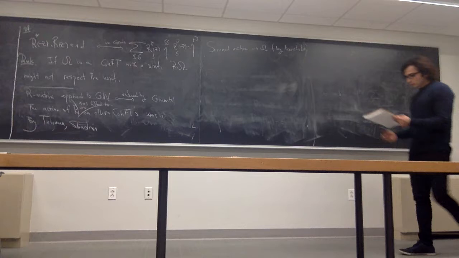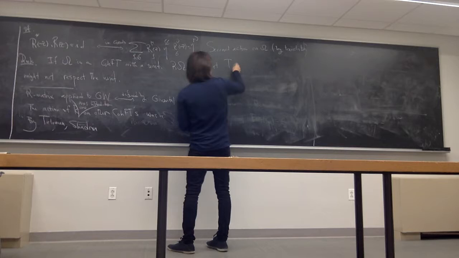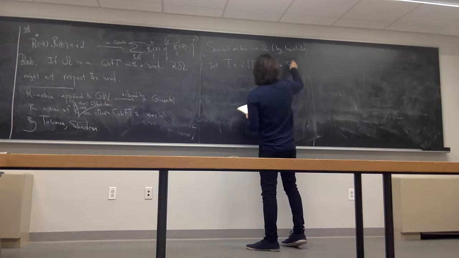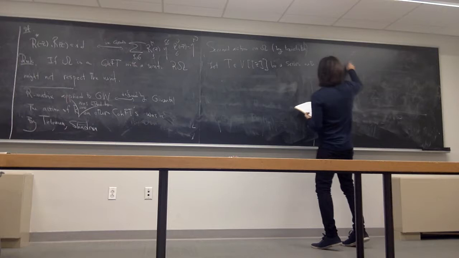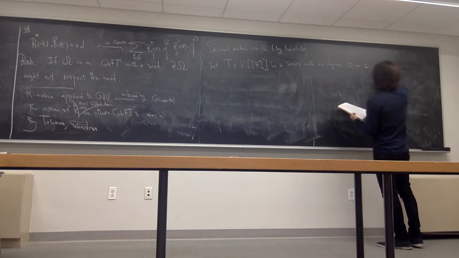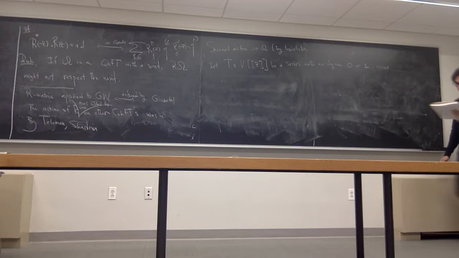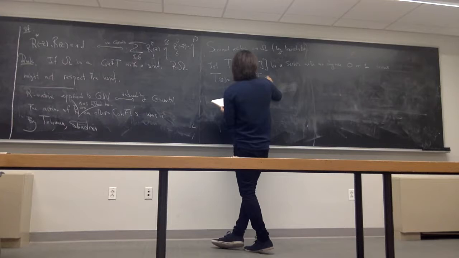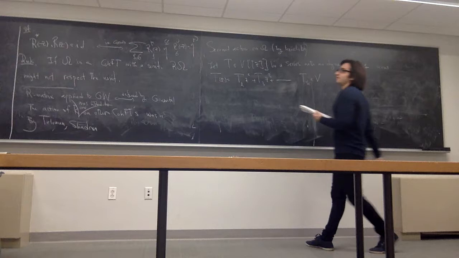So now let T be a power series, this time not in the endomorphism algebra of V, but just in V itself, with no terms of degree 0 or 1. Then T(z) is defined by T2 z squared plus T3 z cubed, all the way, where the Tk are elements of V. Just elements.